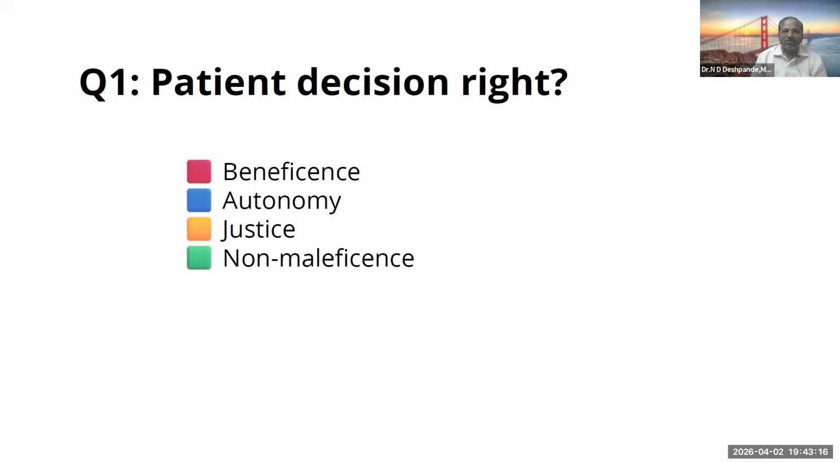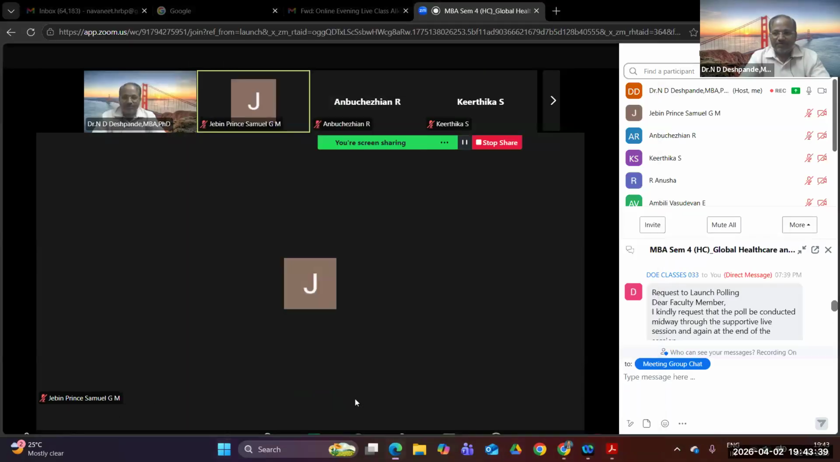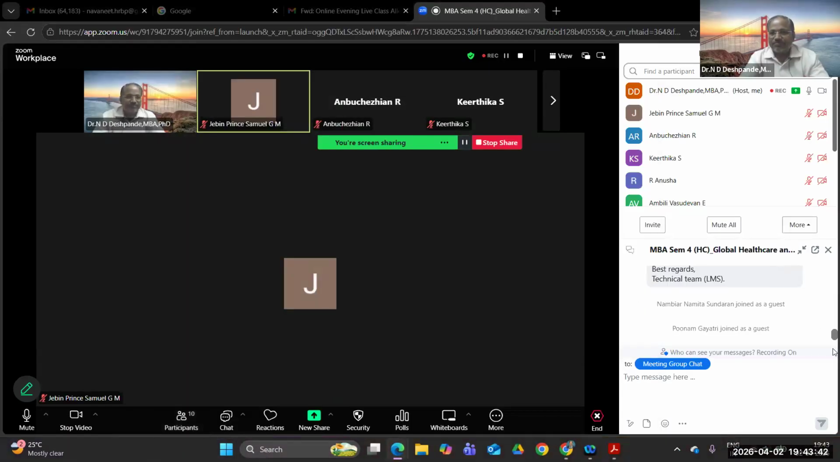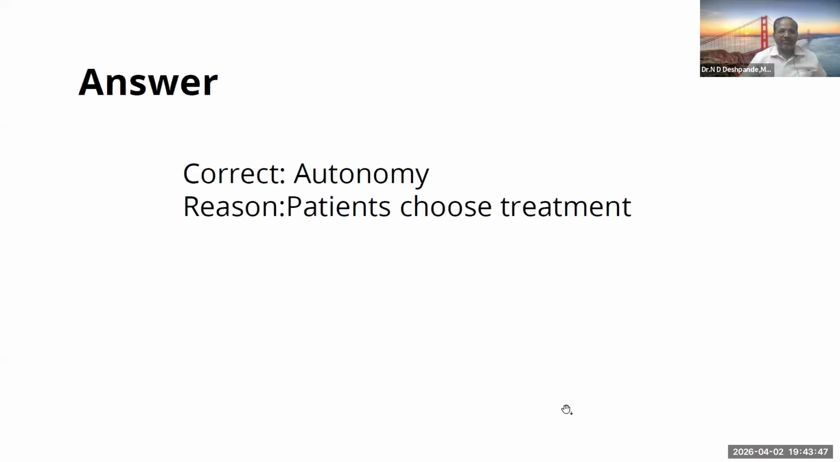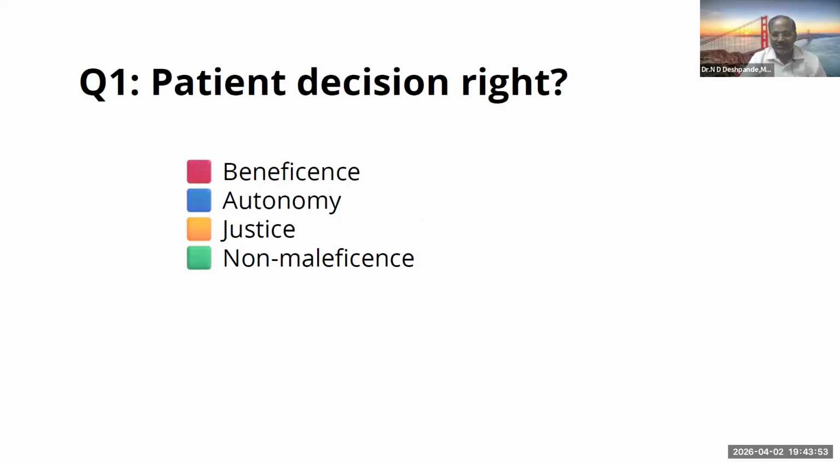So let's come to question number one. Patient decision is right means, is it beneficence, autonomy, justice, or non-maleficence? A, B, C, D. No one is answering. Let me see. The correct answer is autonomy. Patients choose the treatment. So the patient decision is right because of the autonomy of the patient.